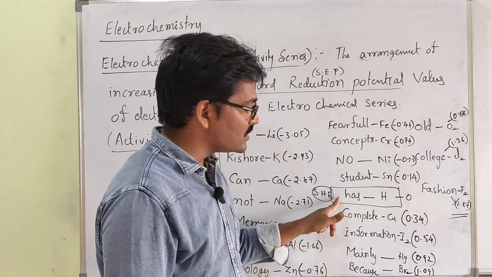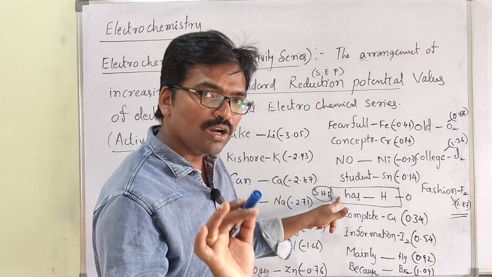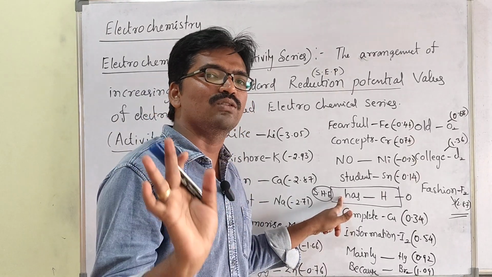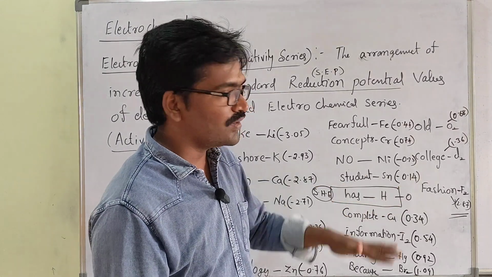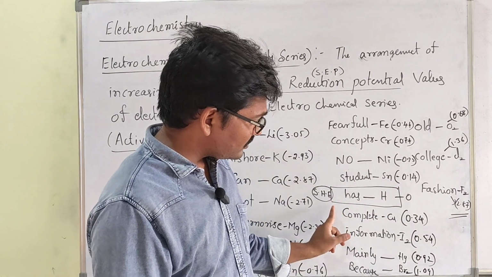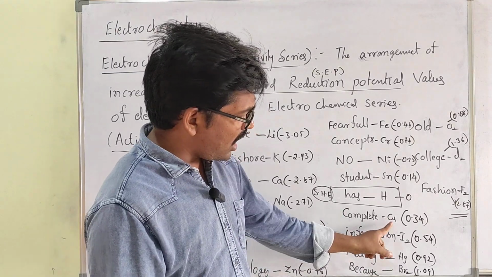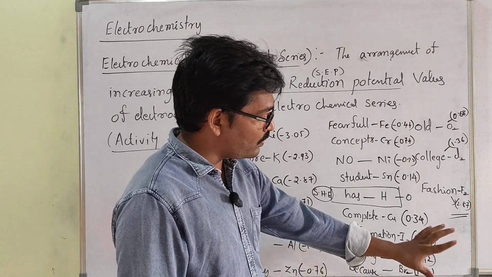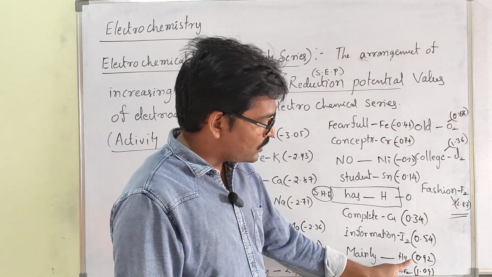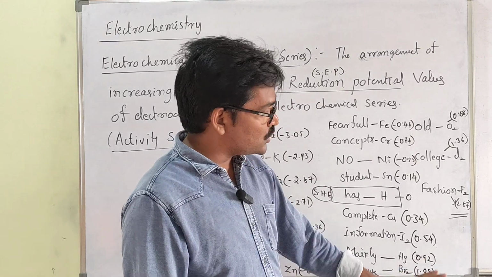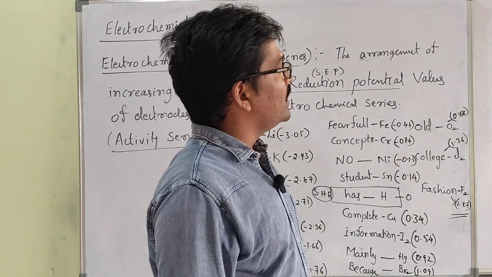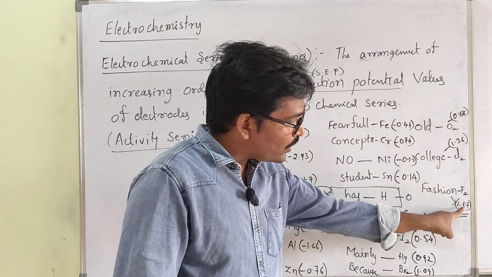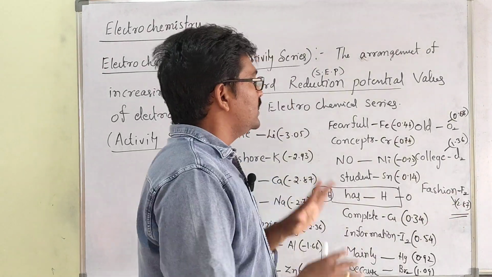So that's what we call the standard hydrogen electrode. This is also called a reference electrode. So this is the reference, based on which we are taking the values. Look at the next one, copper 0.34, a positive value, not a negative value. Then iodine 0.54, then mercury 0.92, then bromine 1.09, then oxygen 0.68, then chlorine 1.36, then fluorine 2.87. These are the values.